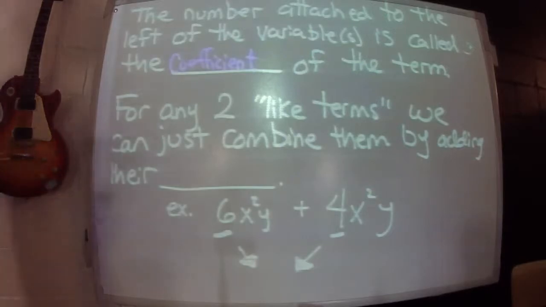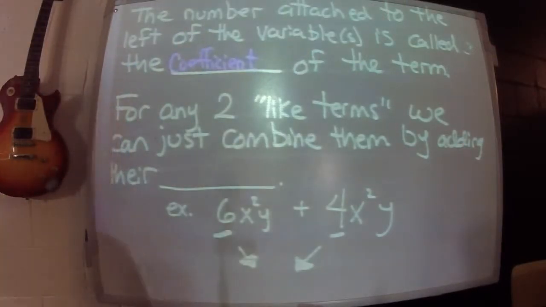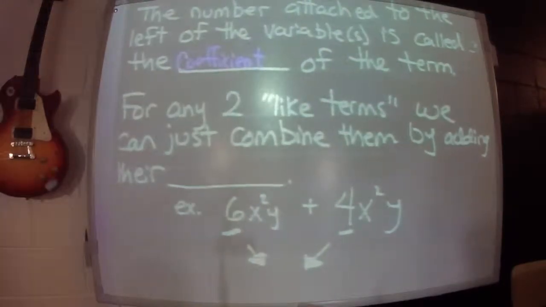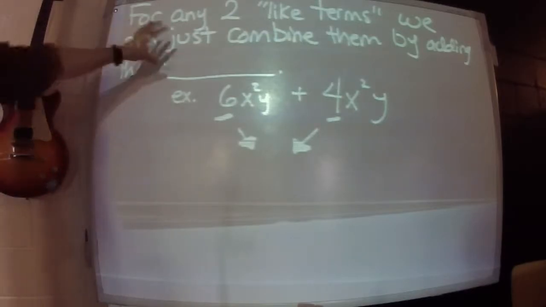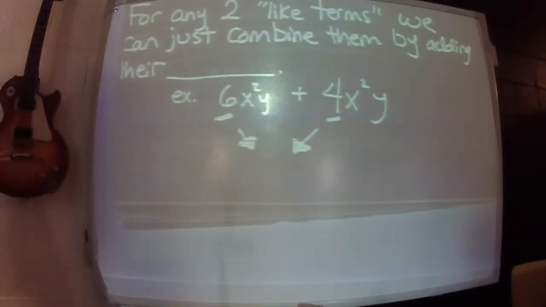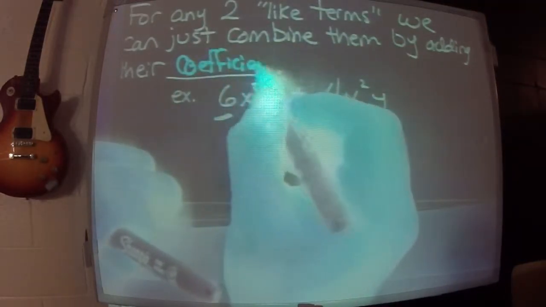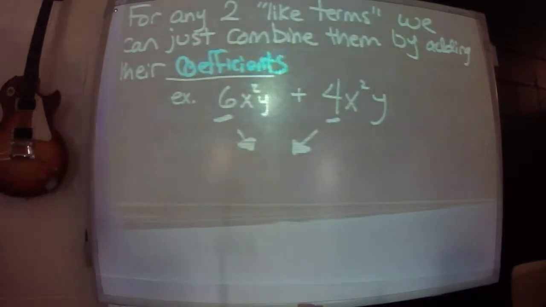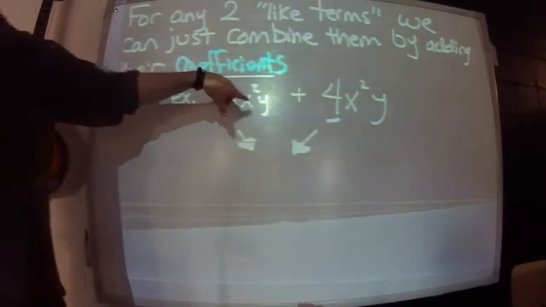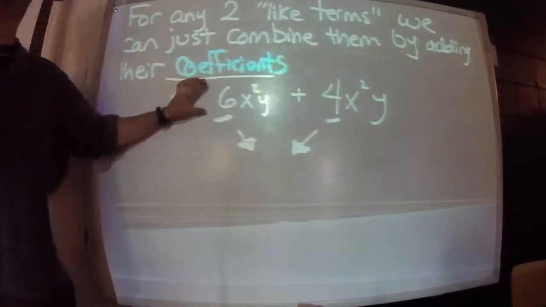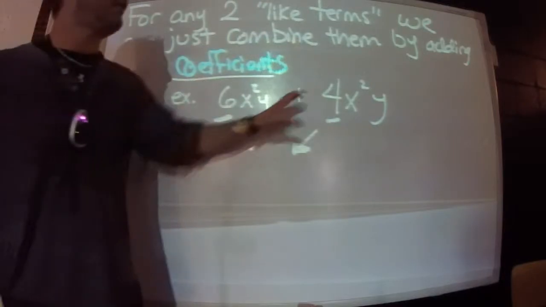We need to know what coefficient is because putting the coefficients together is how you combine like terms. For any two like terms, we can just combine them by adding their coefficients. So when I got a 6x squared y and a 4x squared y, what is the coefficient on this one, Jacob? 6. Dalton, what's the coefficient on this piece?